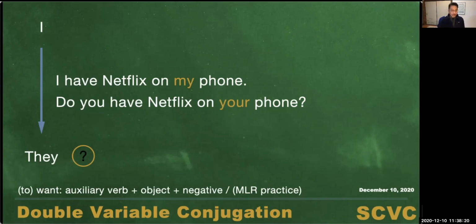Jenny, can you turn on your camera? Sure. Okay, ready with this? Are we doing the double? Yeah, okay. Double variable, yep.